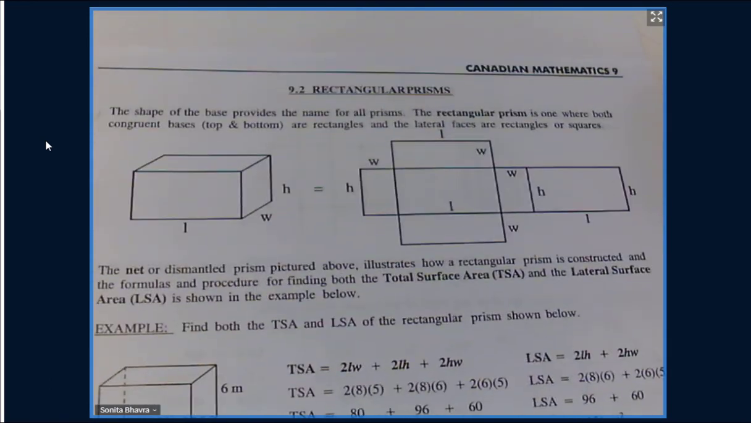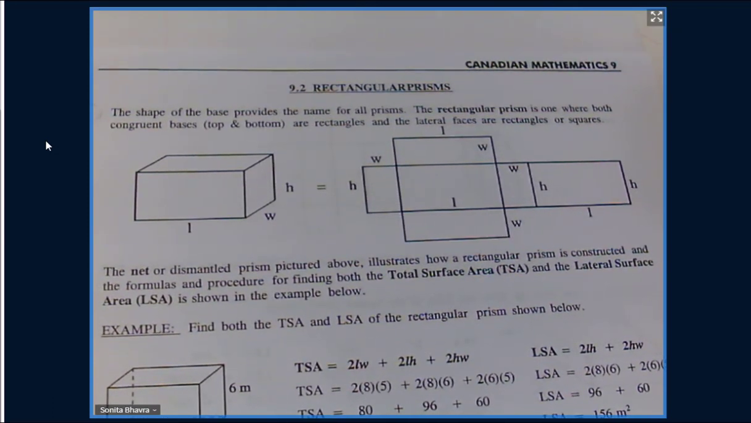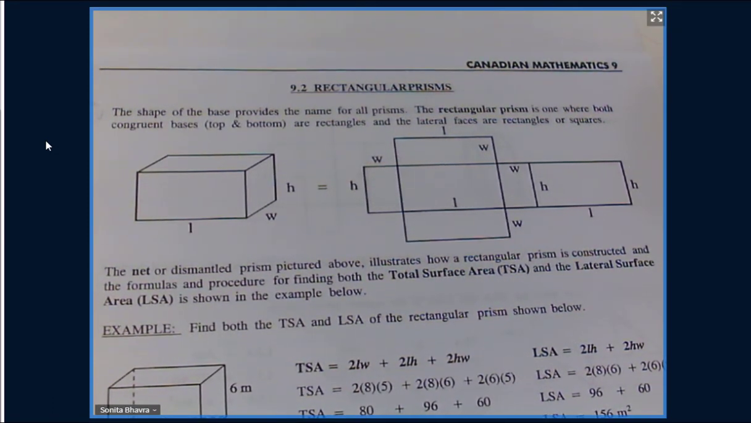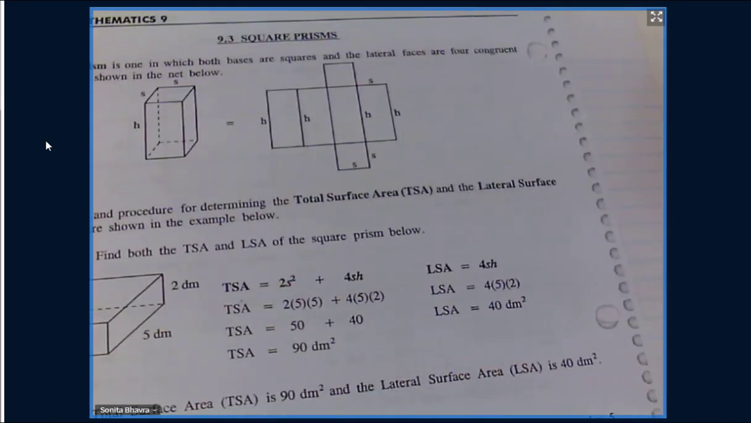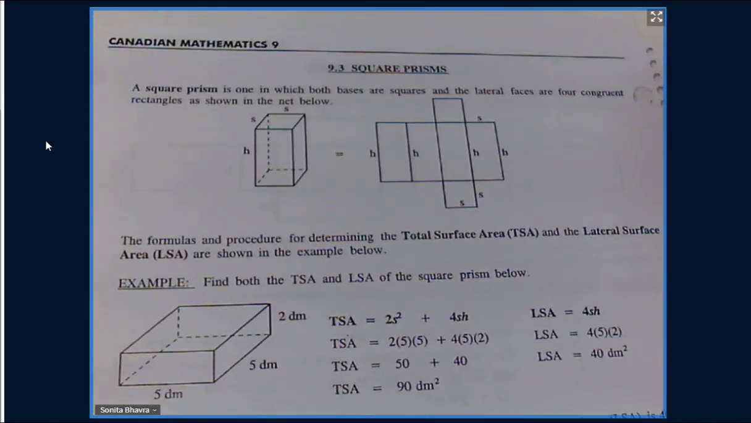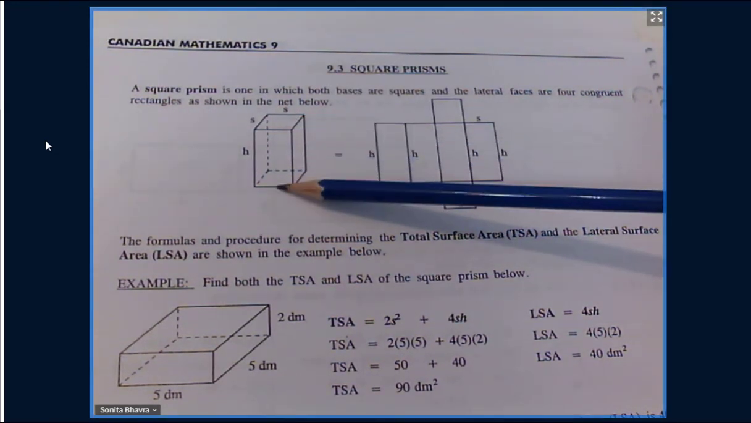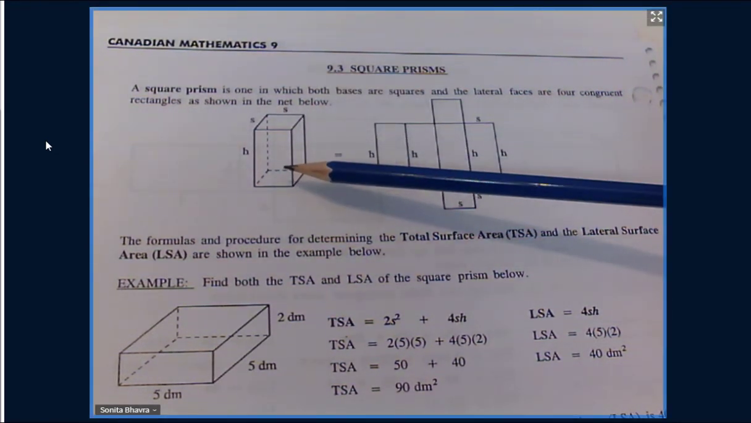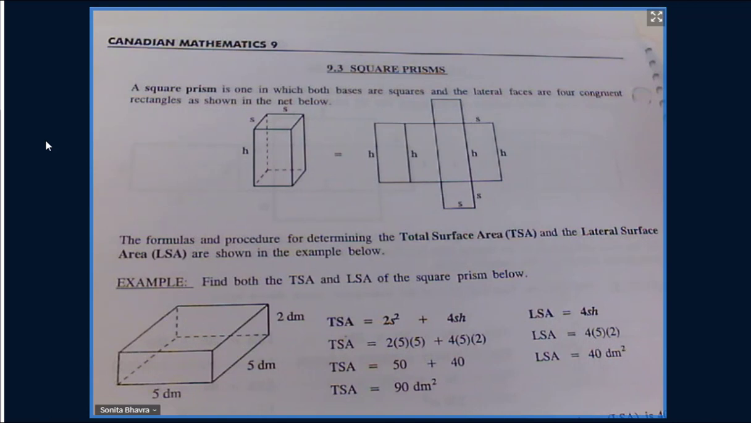So last class, we had looked at rectangular prisms, where the bases, the top and bottom, were rectangles. Today, the top and bottom, the base, will be a square. And then the four lateral faces are going to be rectangles. Both bases are squares, and the lateral faces are four congruent rectangles.